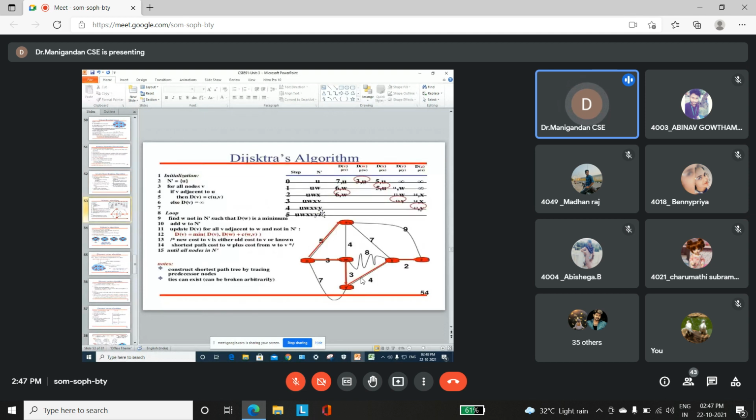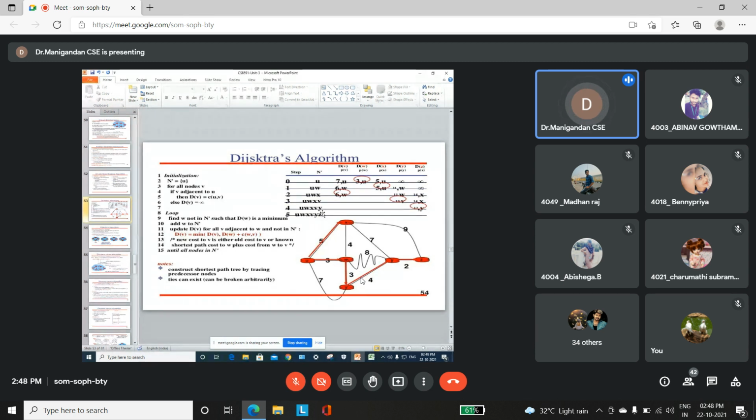See this example. Here is Dijkstra's routing algorithm. Initialization: N equals u, for all nodes v. V means vertices. If v is adjacent to u, then D of v, the distance vector, equals c of u comma v. Based upon this condition, if the condition is true, this will be executed, or else the else condition will be processed: D of v equals infinity.